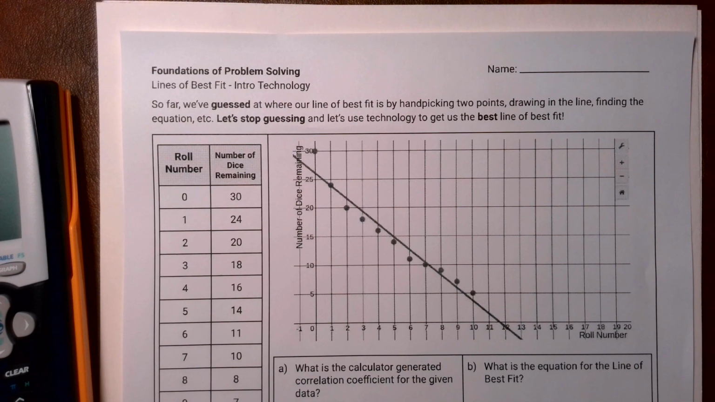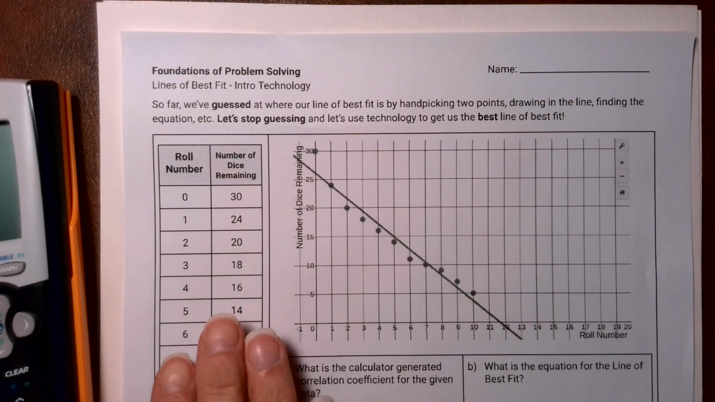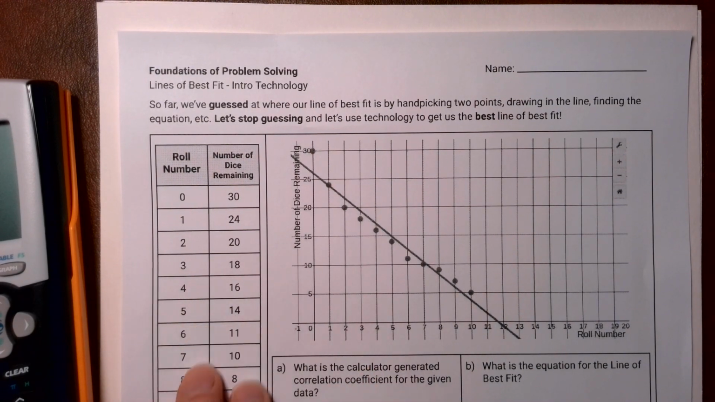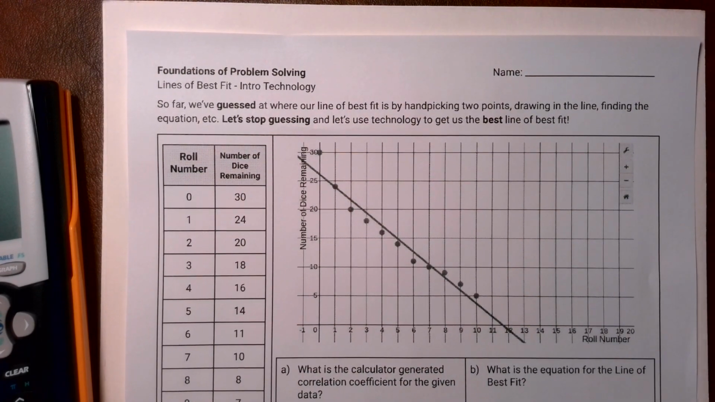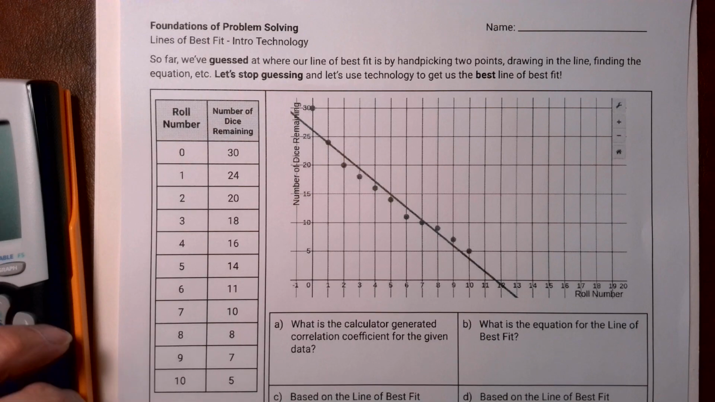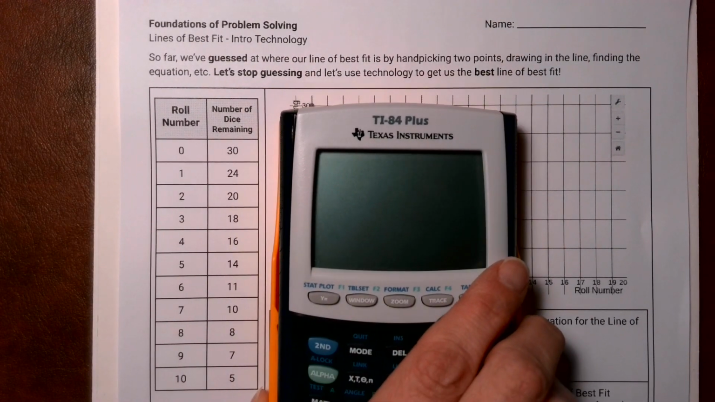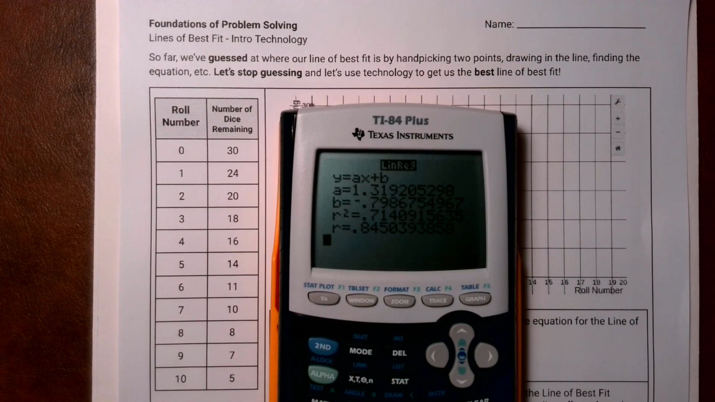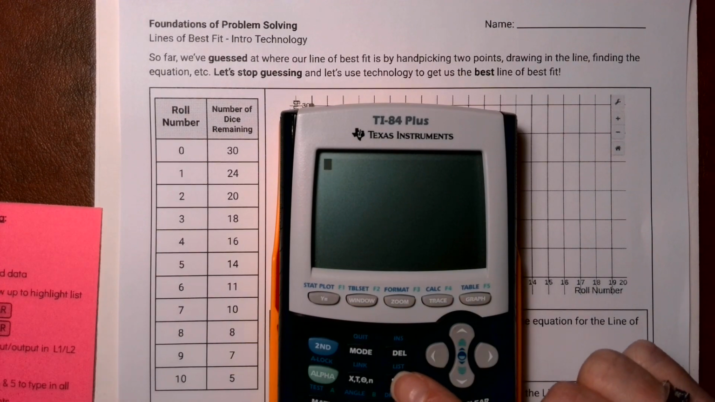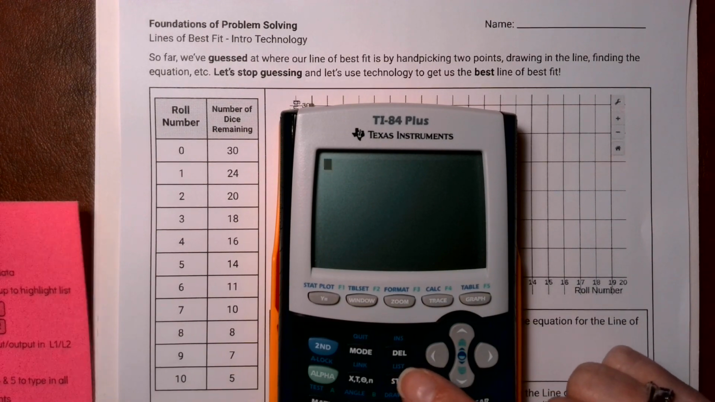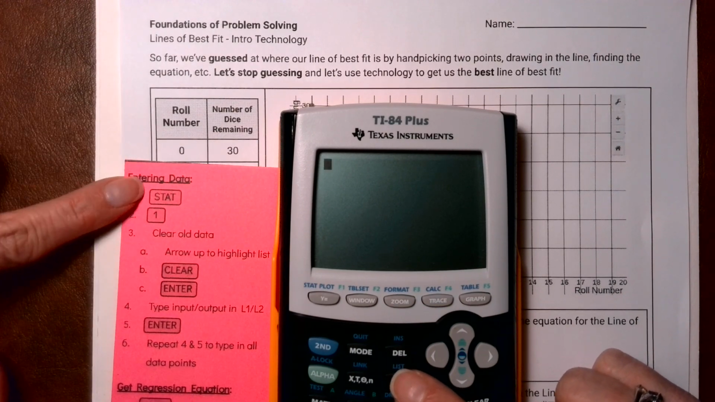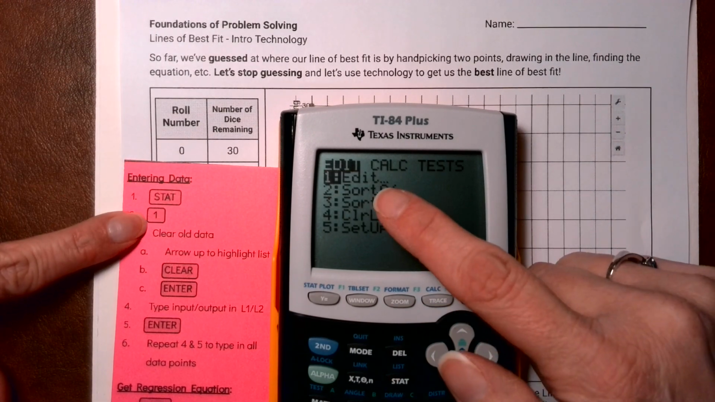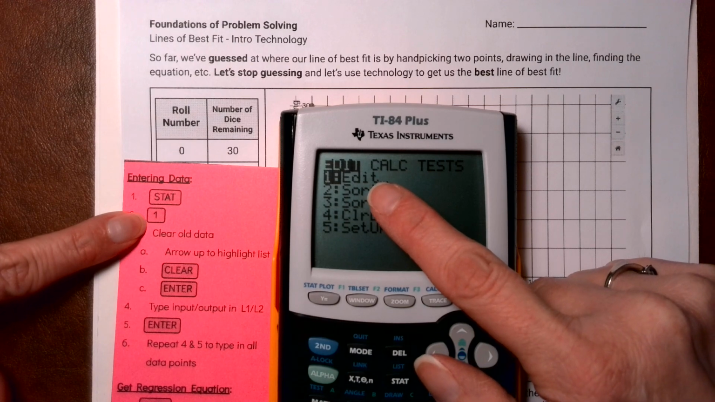Hi Foundations, let's review how to use our calculator and a table of data to get the correlation coefficient and then the equation for the line of best fit using technology. So the first thing we're going to do is take out our calculators and go to the stat button. If you have your little cheat sheet here, stat, and then you're going to pick number 1.